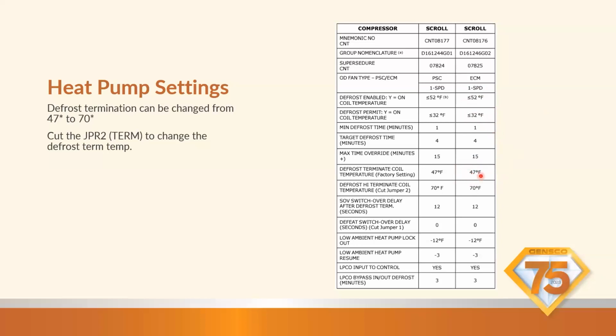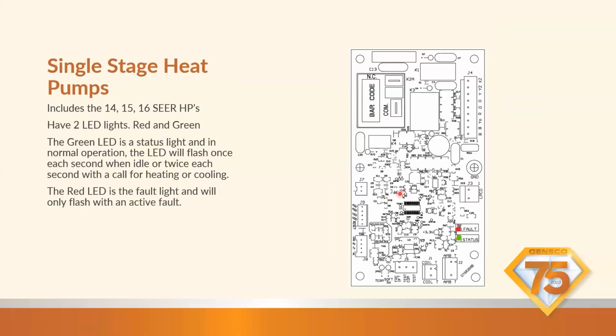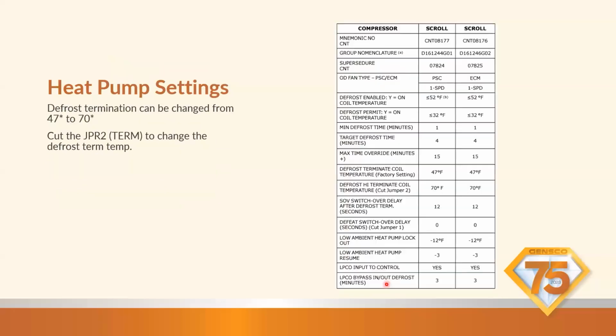In the Pacific Northwest, that's not always the case. You'll find a lot of times where it'll come out of a defrost and there's still ice on the coil in places. The way to eliminate that problem is you cut this JPR jumper number 2, and we'll look at it right here on the board. It's right here on the bottom left where it's marked JPR2 or TERM. So you need to cut that jumper.